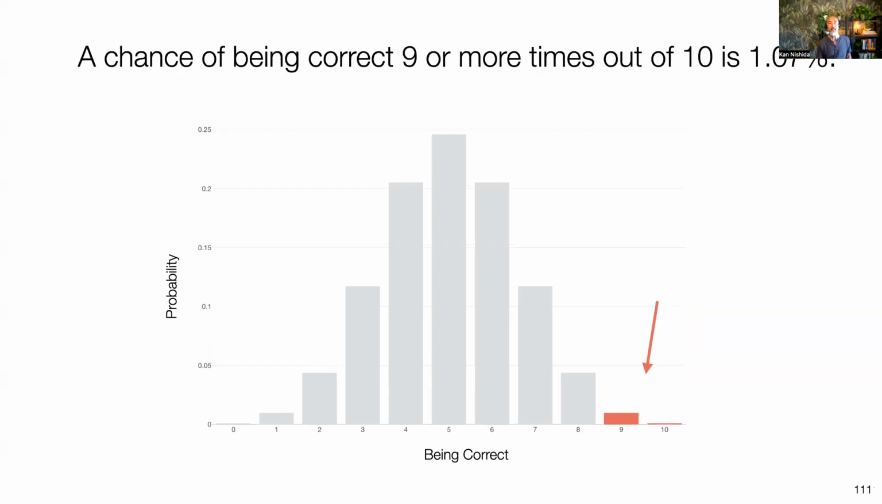How about being correct 9 or 10 times? That is 1.07%. And this 1.07% is basically the ratio of the area of the 9 and 10 bars to all the bars combined, which make up an area of 1, or 100%.